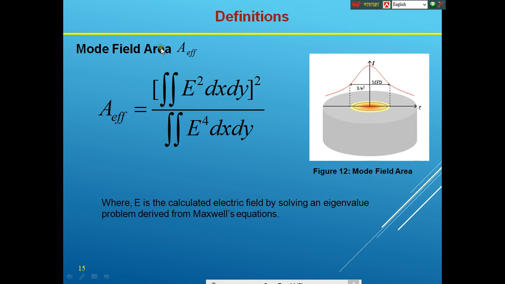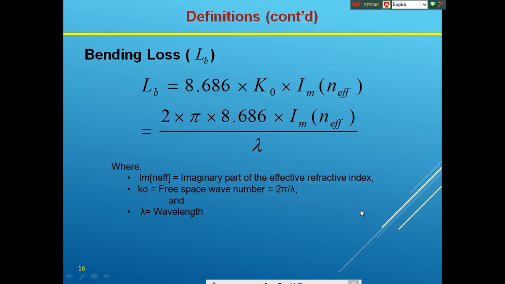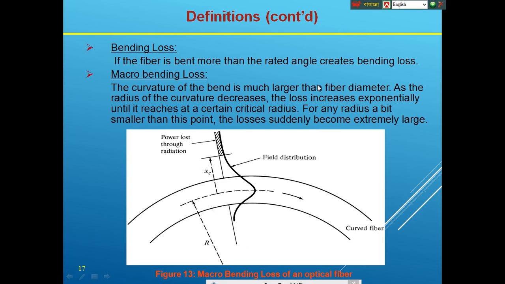Here are the different definitions. The mode field area, where E is the total electric field obtained by solving the eigenvalue problem. Here is the bending loss, and here are the details of bending loss.